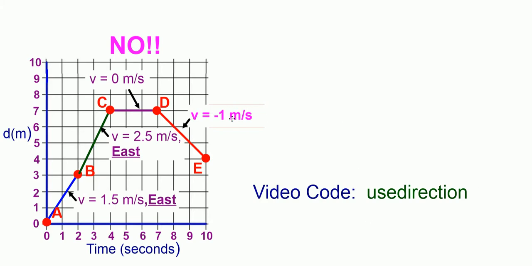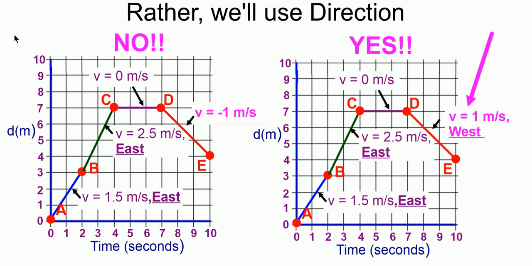Alright, so we're not going to do this. We're going to use direction, aren't we? We will not do this. We will actually say his velocity is 1 meters per second, but we're going to change his direction. He was going east all this time, wasn't he? This downward line here means he's turned around. He's now going west, and he's actually walking back toward where he started.